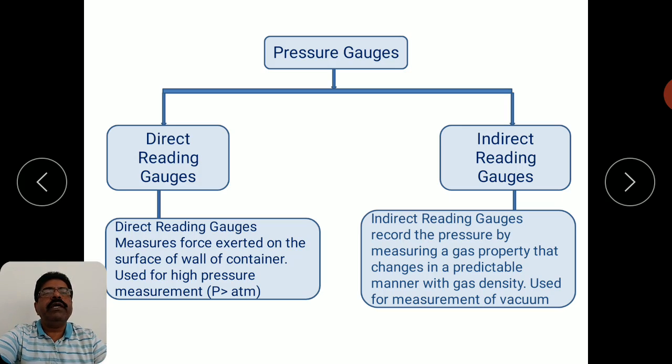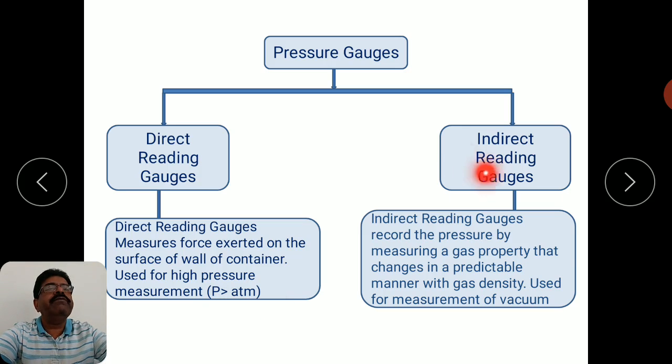So what is the property? When gas molecules are placed in a container, they are in random motion and they exert force on the walls of the container. This force is measured, and that is the basic principle of operation of direct reading gauges. So they are used for measurement of pressure which is greater than atmospheric pressure.